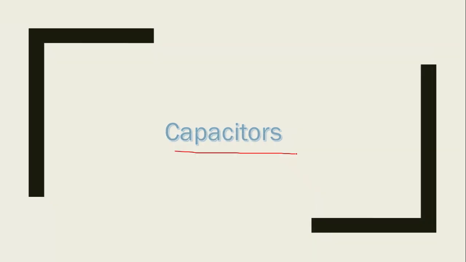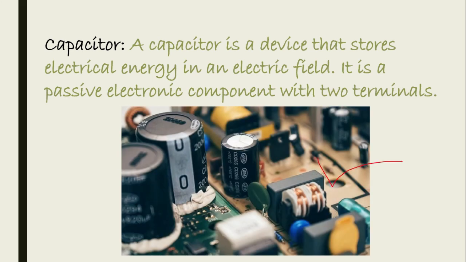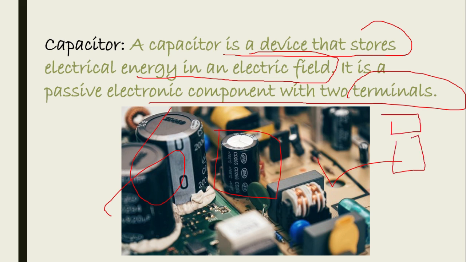When we say capacitor, the image that comes into our mind is this one. These are all known as capacitors. A capacitor is a device that stores electrical energy in an electric field. It is a passive electronic component with two terminals. It means that if this is a capacitor, it has two terminals: one is known as the positive terminal and the other one is known as the negative terminal.